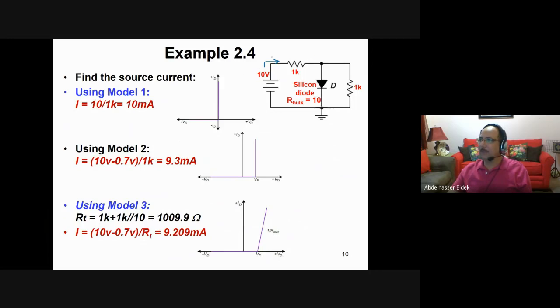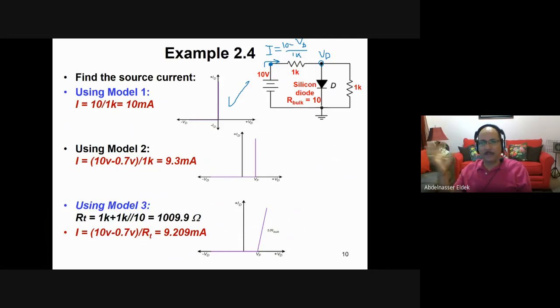So now, if I want to find this current I, this current I equals what? It equals the source voltage here minus the voltage here. Call this VD, so the voltage at this node is VD. The voltage at this node is 10. So it is 10 minus VD divided by 1K. So this current equals 10 minus this VD divided by 1K.